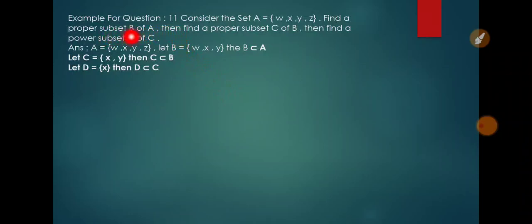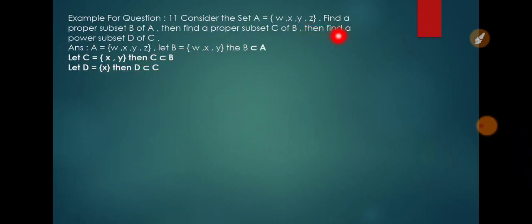Now the second condition: find a proper subset C of B, as this one is B. Now you have to make a proper subset of B from this {W, X, Y}. Here I make it, let C is equal to {X, Y}, as all the elements of C are present in B. So C is the proper subset of B. This one is also proved.